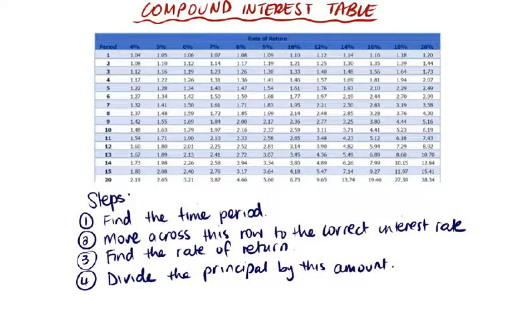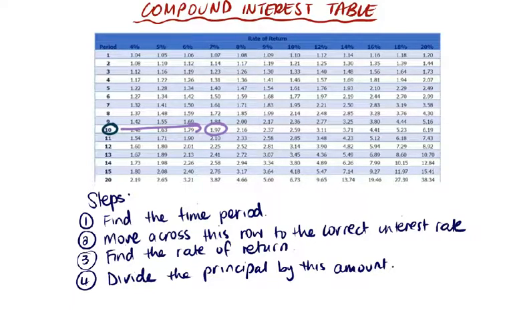There are a couple of steps that we need to go through when using the compound interest table. The first thing you'll need to do is find the time period. So for example, if I'm looking at the time period of 10, I will find that first. I'm then going to move across this particular row to the correct interest rate. So for example, if my question said the time period was 10 and the interest rate was 7, then I'm just going to move across to that amount there.